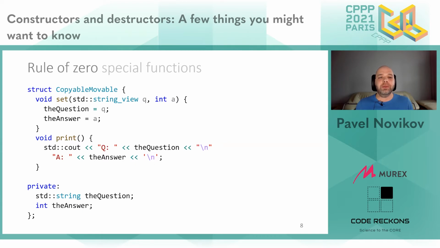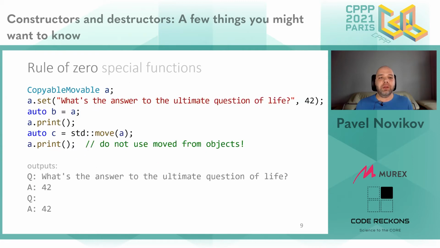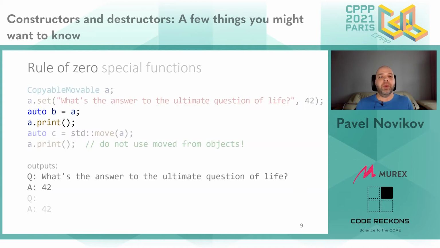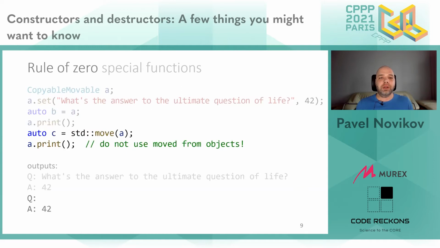This works even if the fields are private. So in this case, we have two private fields, and we have a setter and function print that basically prints the fields. And to demonstrate it, we can write a program like this. When we set values and then copy, we can see that when we call print it outputs the values that we set, and when we move from that object, we can see that the string was moved out, and we end up with an empty string, and an int was just copied. But please don't use moved from objects. This is just for demonstration purposes.